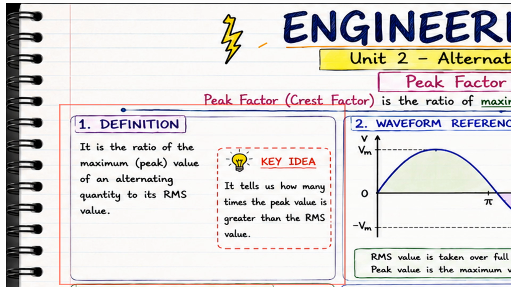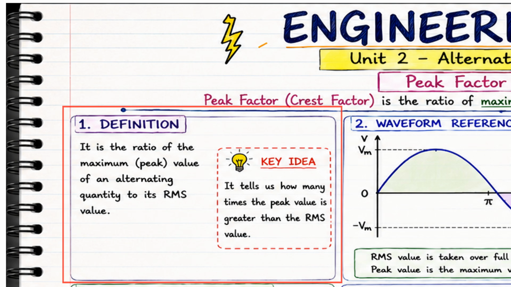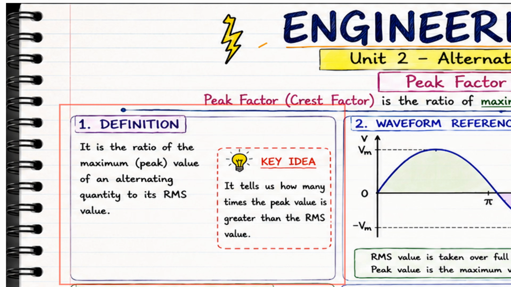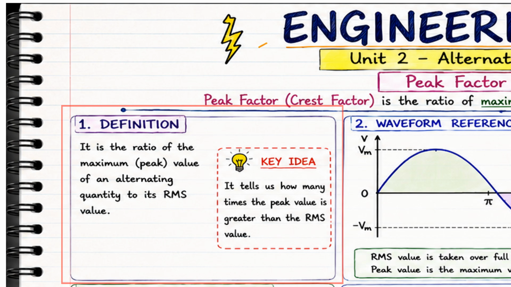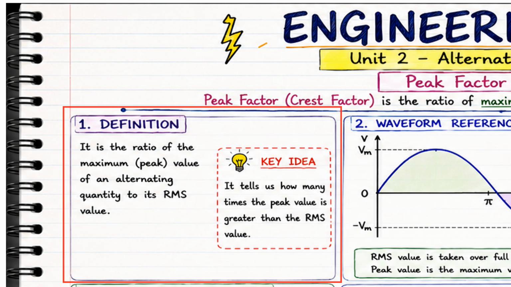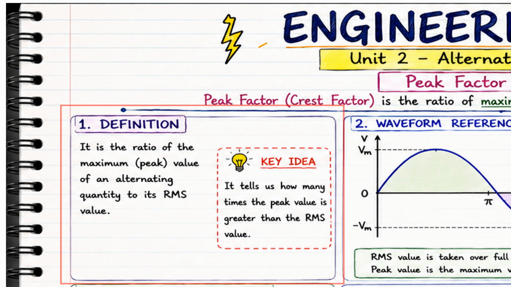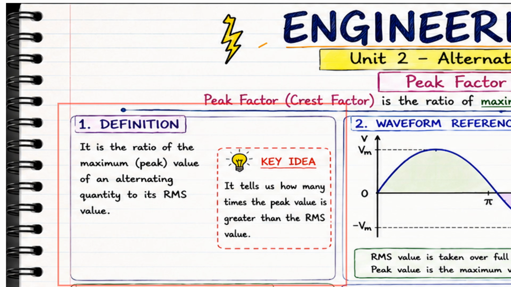Labeled definition. In this section, the basic definition of peak factor is presented. Peak factor is the ratio of the maximum value, or peak value, of an AC quantity, to its RMS value. In simple terms, this factor shows how many times the peak of the waveform is greater than its RMS value. Also, in the key idea box, an important point is mentioned: the larger the peak factor, the greater the difference between the peak value and the RMS value.